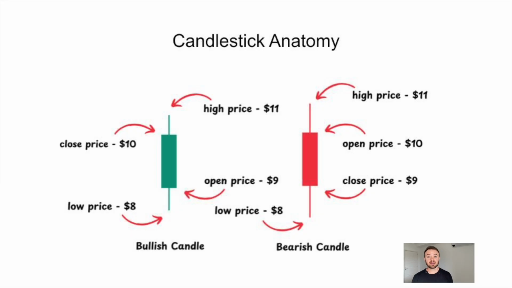So quick recap on candlesticks. Normally, a green candle is called a bullish candle. That means price went up over that time frame. A red candle is called a bearish candle. That means price went down over that time frame. The very top and bottom of the wicks tell you the absolute lowest that price went to and the absolute highest that price went to. The big fat part of the candle, the body, tells you the open price and the close price.